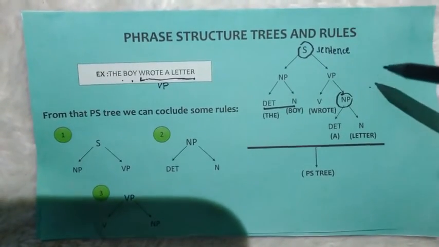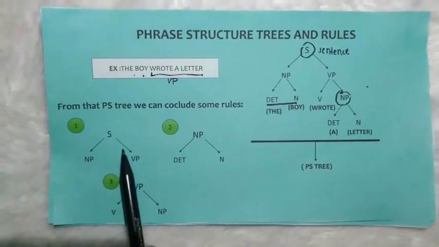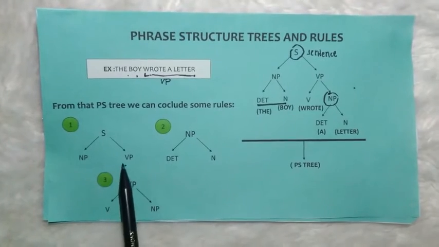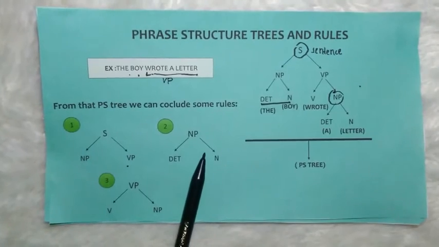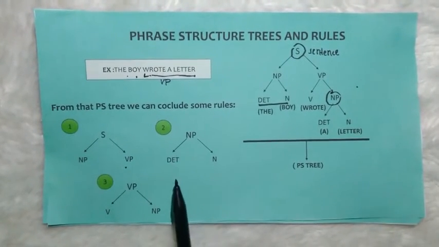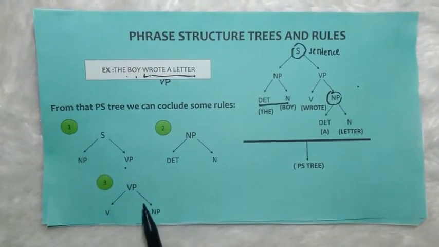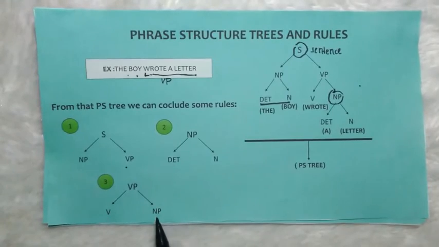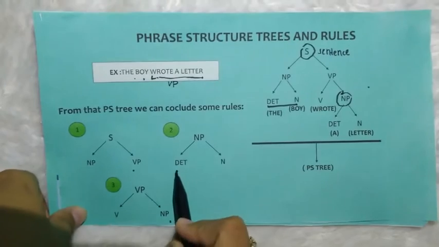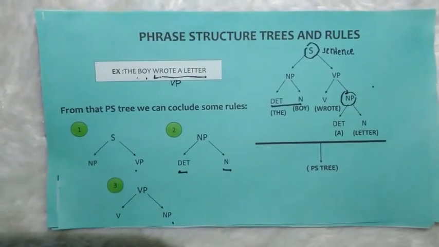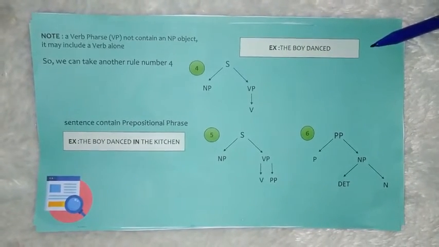So from this tree, we can conclude 3 rules. The first rule is the sentence rule: a sentence contains a noun phrase and a verb phrase. And the second one is the noun phrase formula, which contains a determiner with a noun. And the third is the verb phrase, which contains a verb with a noun phrase. The noun phrase formula is the same as this: determiner and noun. So all of us already know 3 rules in this material.